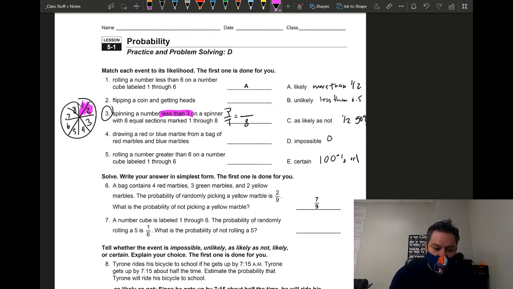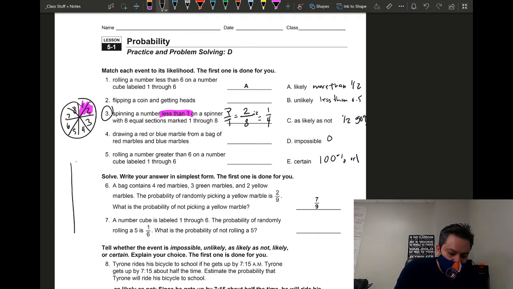Less than 3. So how many numbers are those? How many numbers do I have in there? I have the number 1 and the number 2. That is 2 numbers. So on the part is going to be 2. However, I can go ahead and simplify that, correct? Easily by dividing both of them by 2. So I get 1/4, which is on the scale.